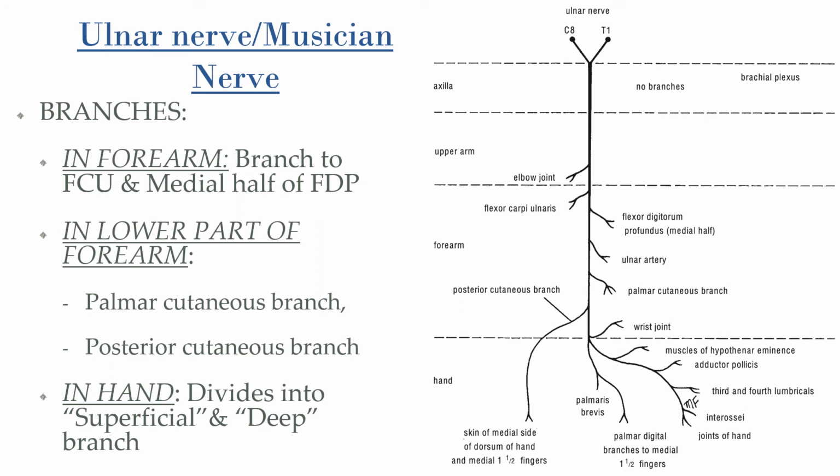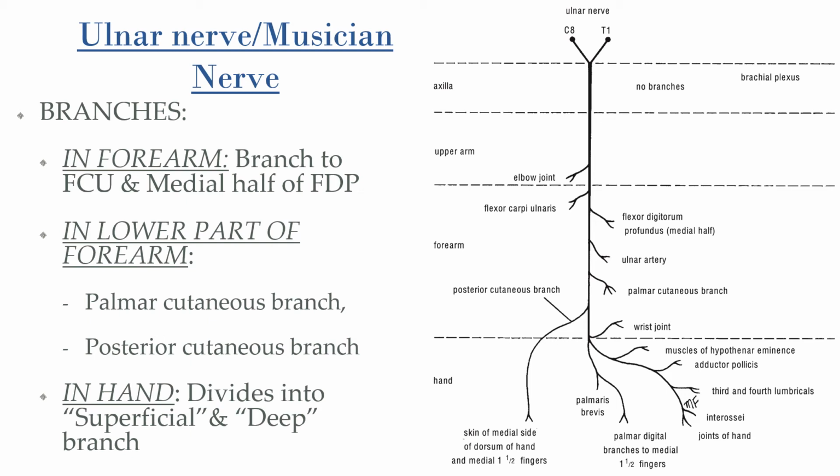Ulnar nerve, which is the branch of medial cord of brachial plexus, has the root value C8 T1. It is also called the musician nerve. Ulnar nerve does not give any branch in the arm. In the forearm, it gives motor fibers, or the motor nerve supply, to two muscles: flexor carpi ulnaris and medial half of flexor digitorum profundus.